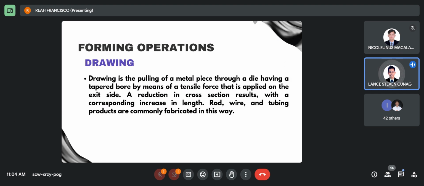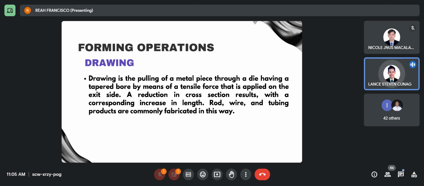So we have wire drawing versus tube drawing. Wire drawing is used to reduce the diameter of wires, often used in the production of electrical wires, cables, and small diameter components. On the other hand, we have tube drawing, which is employed to reduce the diameter and lengthen tubes or pipes, often used in the manufacturing of medical tubing and other precision components.